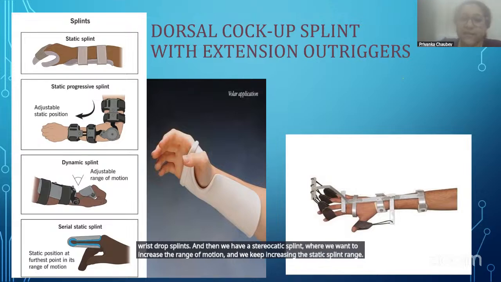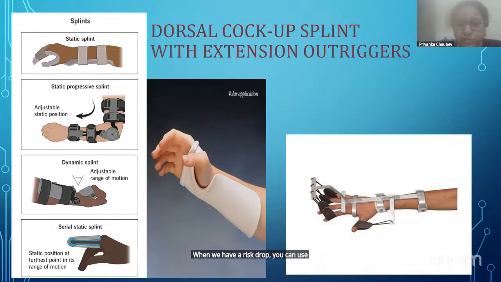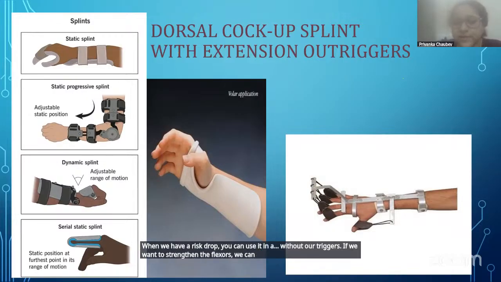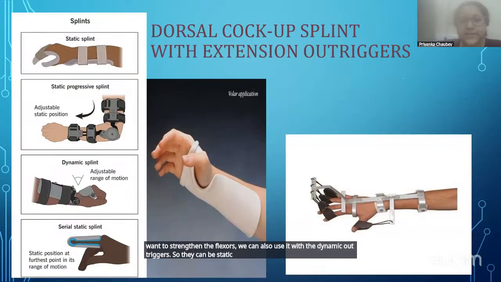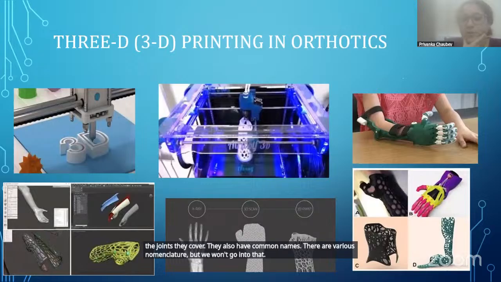Here, this is the one which we use when we have a wrist drop. We can use it without outriggers. Or if we want to strengthen the flexors, we can also use it with the dynamic outriggers. So they can be static or dynamic splints. They are named according to the joints they cover. They also have common names. There is various nomenclature, but we won't go into that because we talk about the advances a bit.